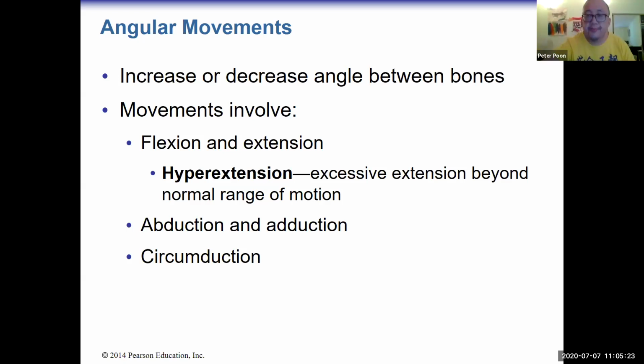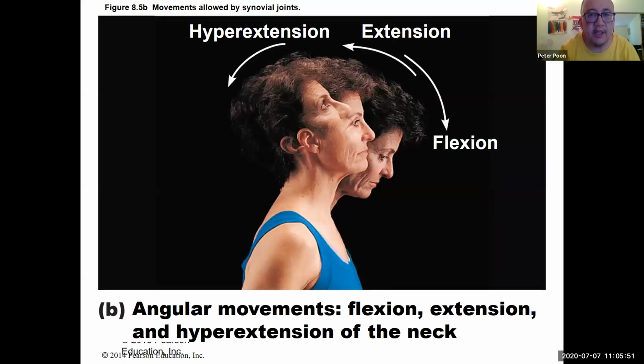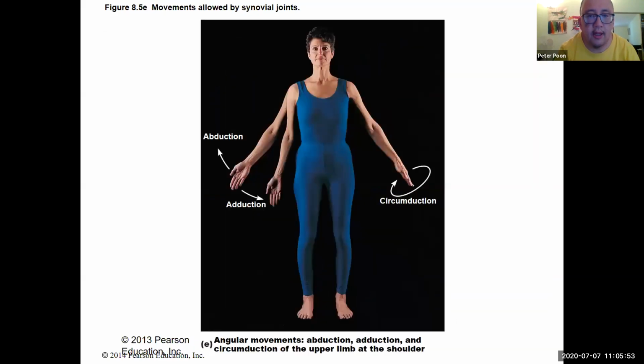Circumduction is a combination of all those four movements. So watch my finger. I can flex, I can extend, I can abduct, I can adduct. If I put them all together, I do this. So that is circumduction. I can circumduct my shoulder. So flexion, extension, circumduction right there, flexion, abduction, adduction.